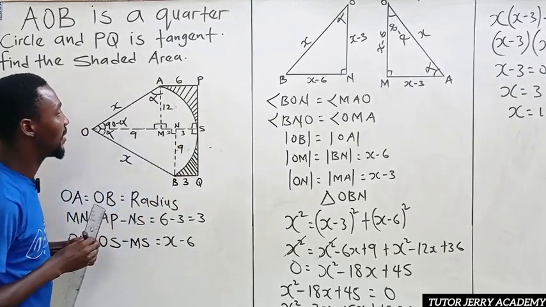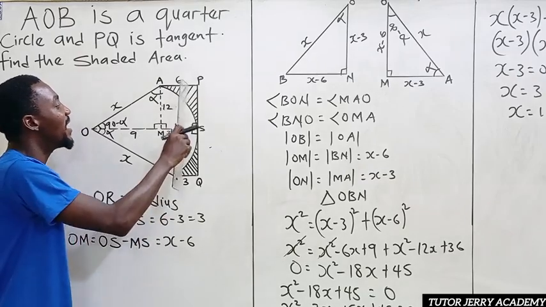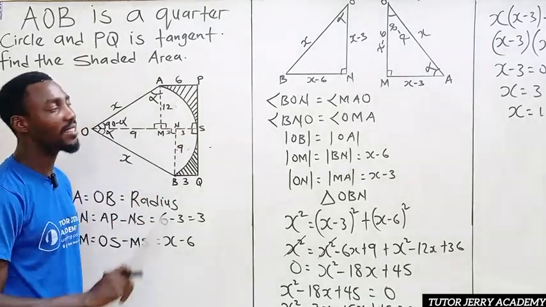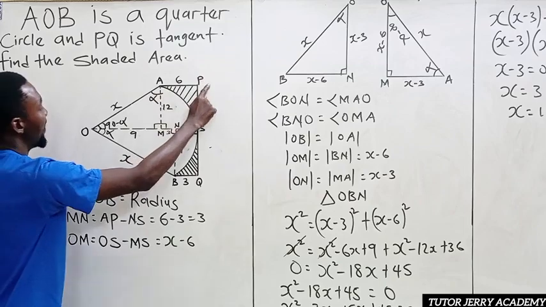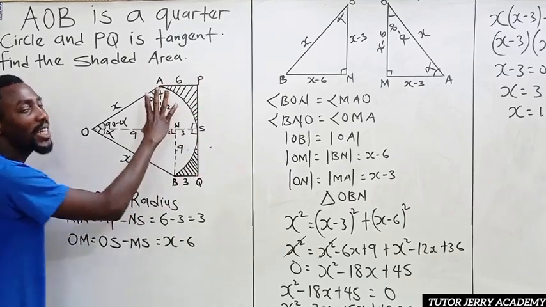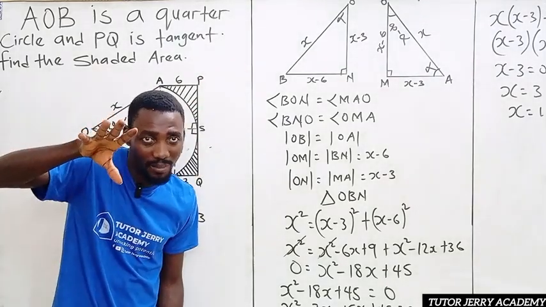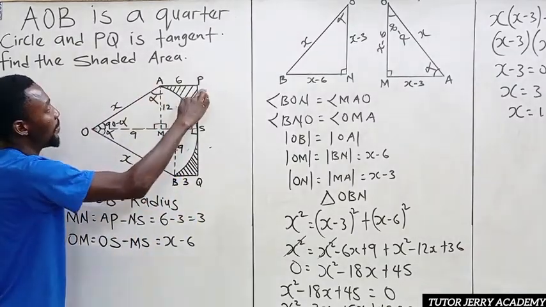I hope you understand that. All right. Now, for us to find the area of this shaded portion, if you look at this, we have APOS. It's looking like what? A trapezium, right? If you look at this, we have a trapezium here.